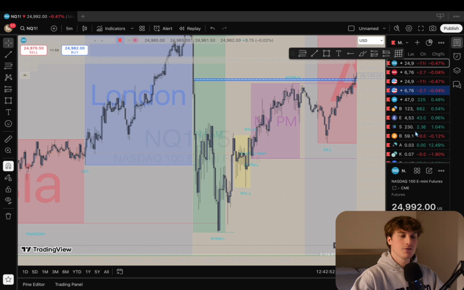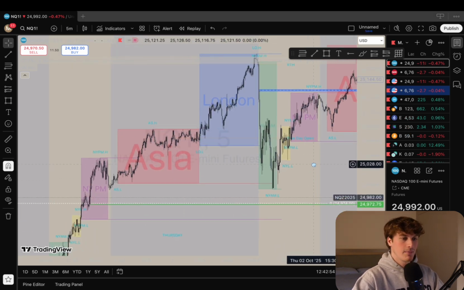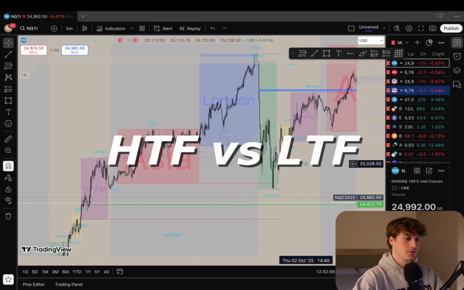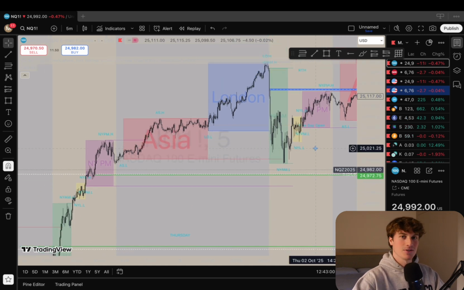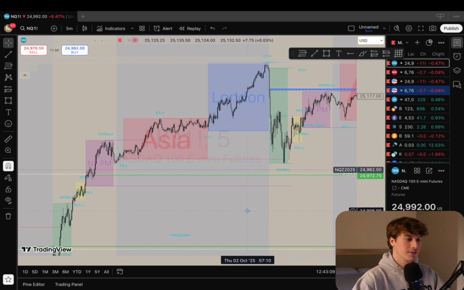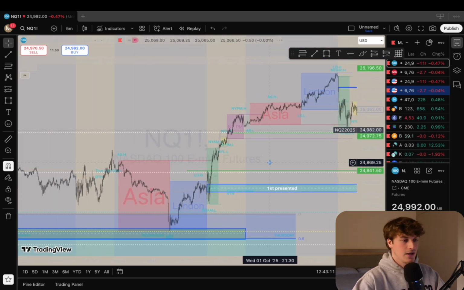So today, as you've seen by the title, we're going to speak about higher time frame versus lower time frame. So what does that mean? I put the initials, HTF for higher time frame and LTF for lower time frame.